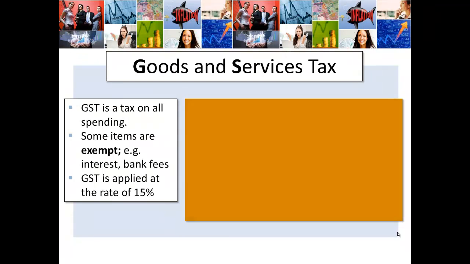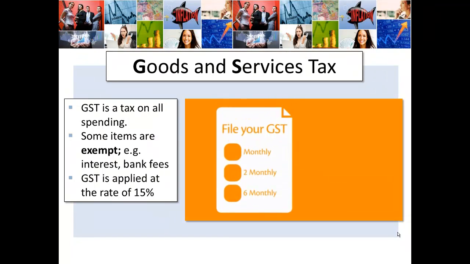You also need to decide how often to file your GST returns. You can file monthly, 2-monthly, or 6-monthly. Monthly returns might be a good choice if you're likely to get regular GST refunds. However, you'll have to file 12 returns a year. Large businesses with a turnover of more than $24 million must file monthly returns.